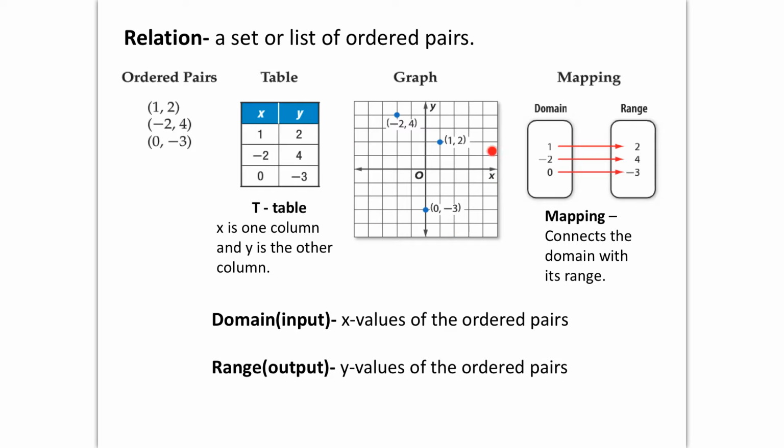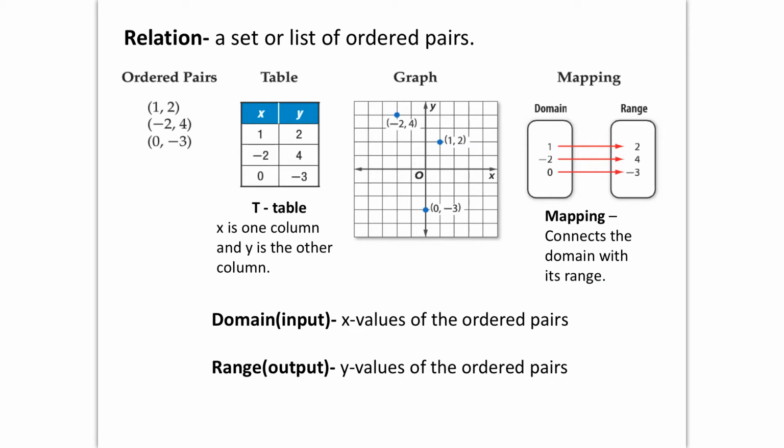You can graph them. A graph is just a coordinate plane with the x-axis and the y-axis, and you plot or graph the points in that coordinate plane. Now, mapping. Mapping is something we use to show what the domain and the range are and to make a connection between the two. So mapping connects the domain with its range.